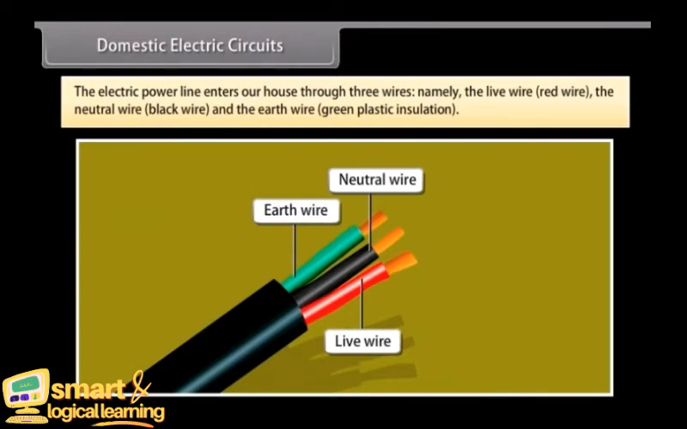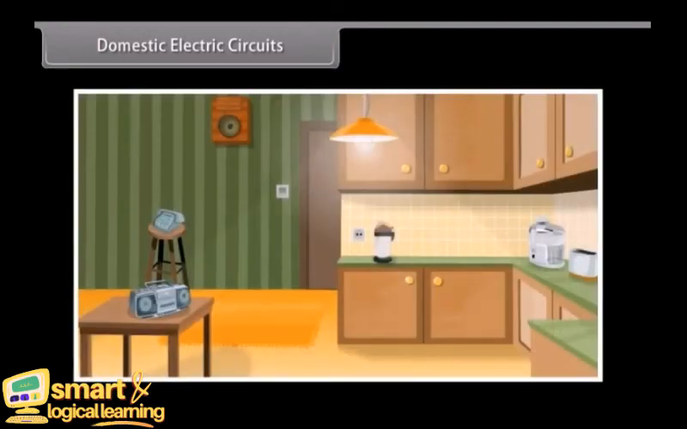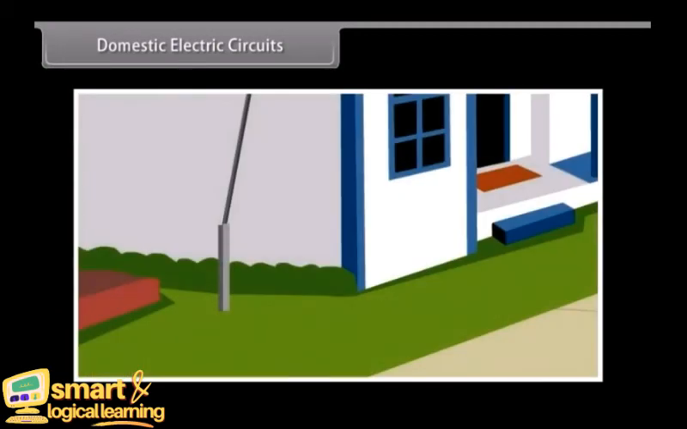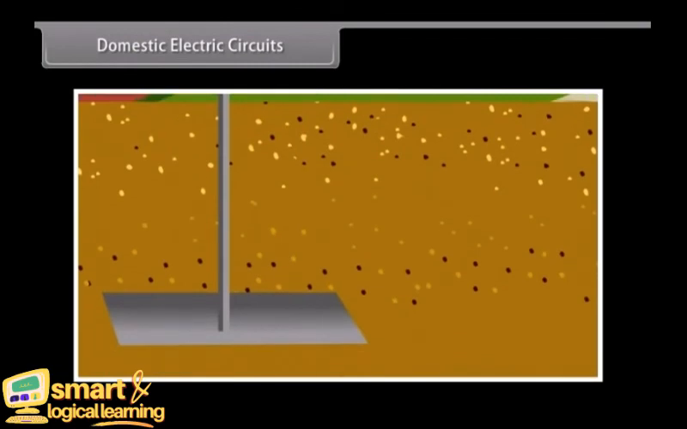The live wire has a high potential of 220 volts and the neutral wire has zero potential. Thus, the potential difference between the live wire and the neutral wire is 220 minus 0, which equals 220 volts. Different circuits are used for different appliances in the house. The earth wire is connected to a metal plate deep in the earth to avoid receiving any severe shock in case of any leakage of current while using the appliances.